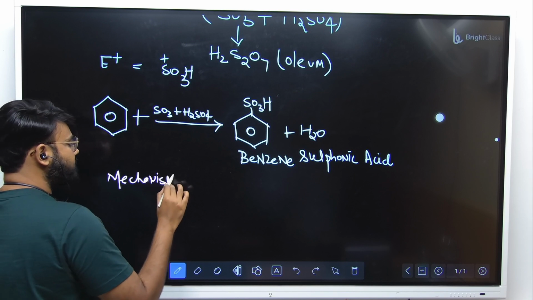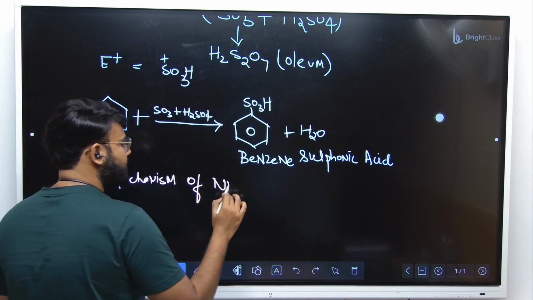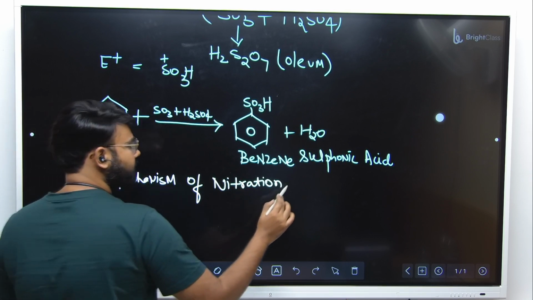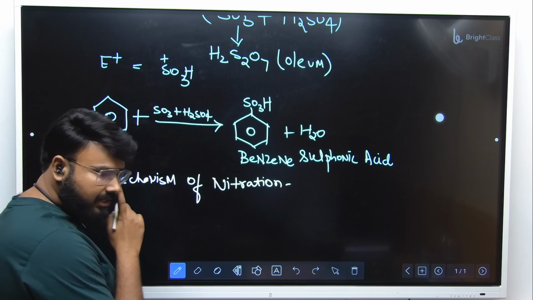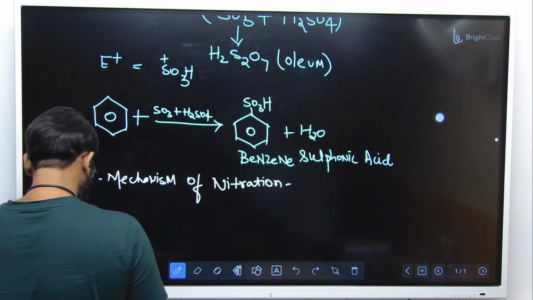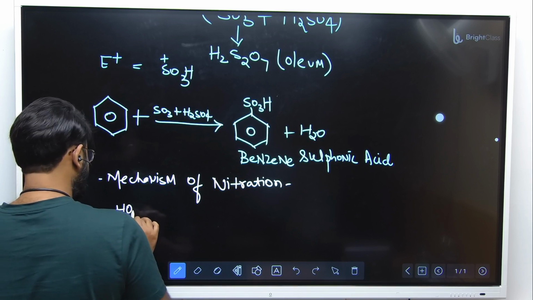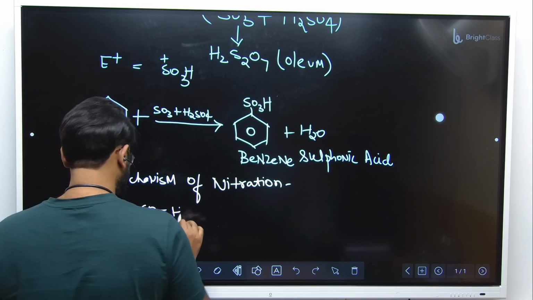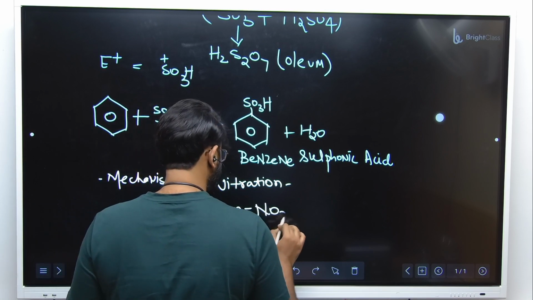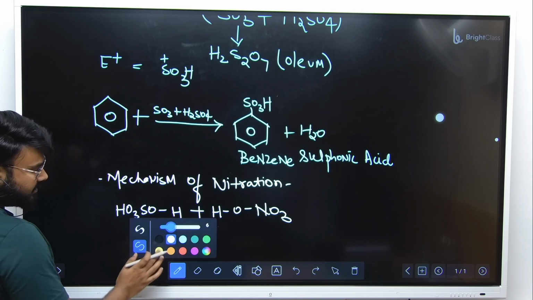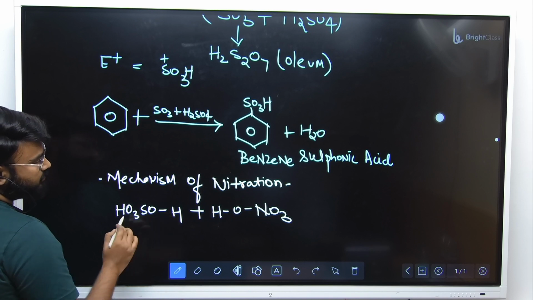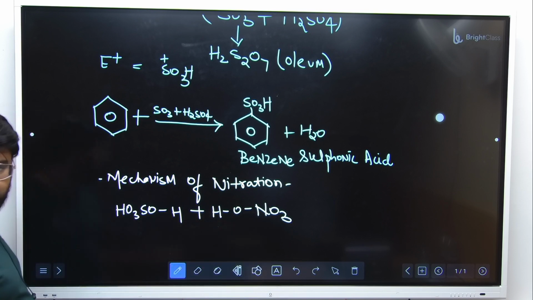I'll just tell you one mechanism. Mechanism of nitration. Now, Antika, tell me what is the reagent we were using in the nitration? Concentrated H2SO4 and concentrated HNO3. So can we write it like this? H2SO4 plus HNO3. This is your sulfuric acid. Can you see that?